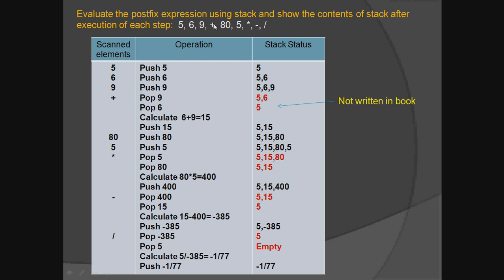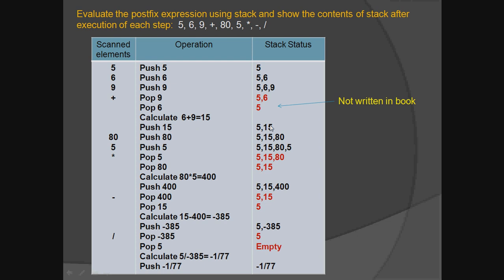After that we have the plus symbol, right? So 9 will be popped out. So when 9 is popped out, inside the stack we'll have 5 and 6. After that 6 will be popped out, so now we'll have the value 5. So now 6 and 9 will be added, we'll get the result 15. Okay, so now 15 will be pushed into the stack. So now we will have the values 5 and 15.